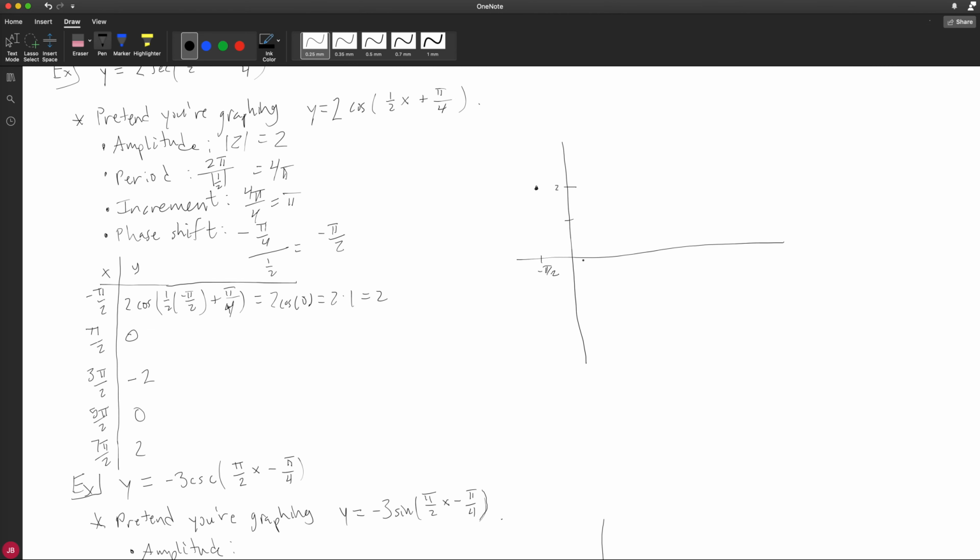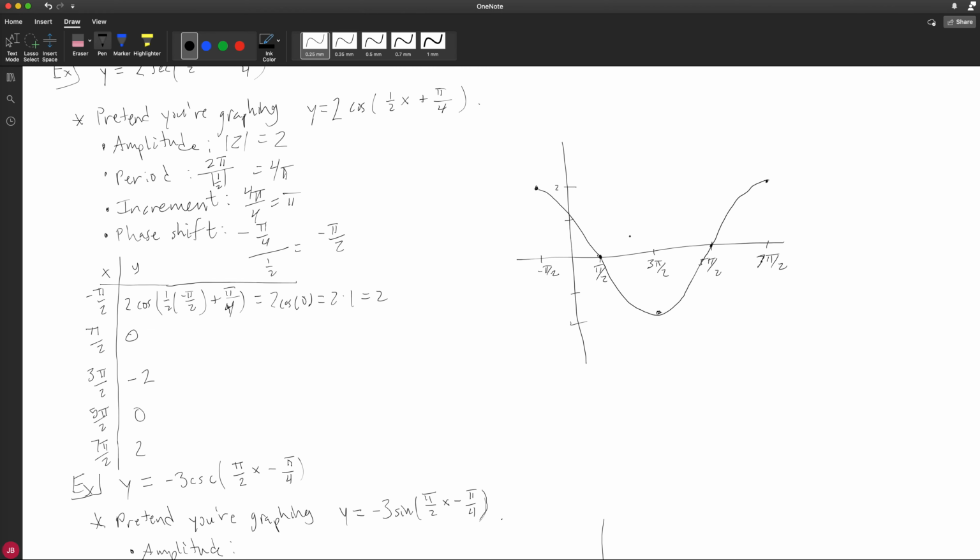So the graph is going to go something like this. Here at pi over 2, we get a value of 0. Then at 3 pi over 2, a value of minus 2. And then at 5 pi over 2, a value of 0 again. And then at 7 pi over 2, we get a value of 2 again. And so this is going to look like a very typical cosine graph here. And again, no hard edges on those when the graph turns around. So it looks something like that, right?